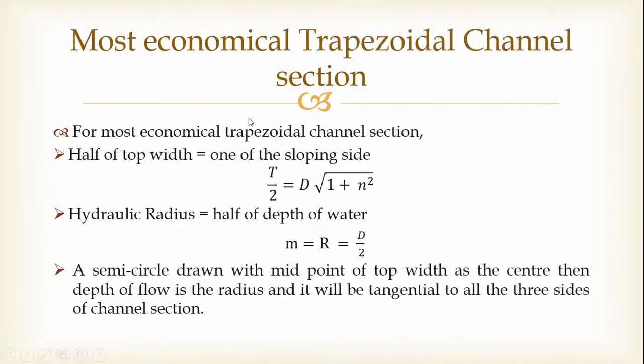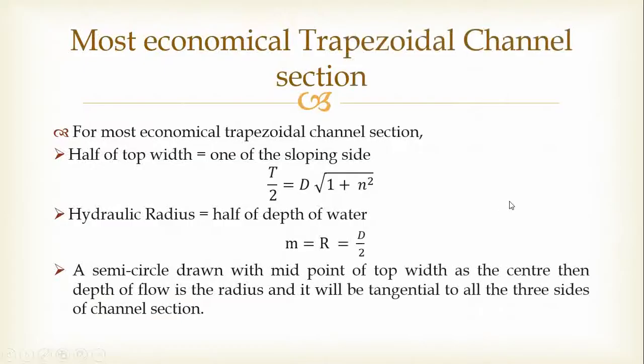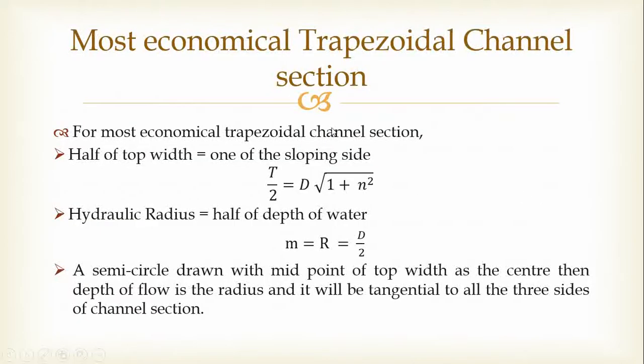One should remember, for the most economical trapezoidal channel section, the first point is that half of the top width will be equal to one of the sloping sides. The second point is that the hydraulic radius, or hydraulic mean depth, will be equal to half of the depth of the water. And the third point is that a semicircle drawn with the midpoint of the top width as the center and the depth of flow as the radius will be tangential to all three sides of the channel section. So please make a note of these points.